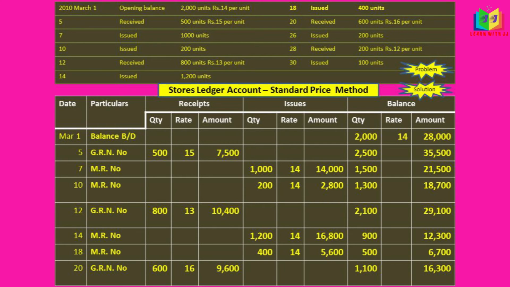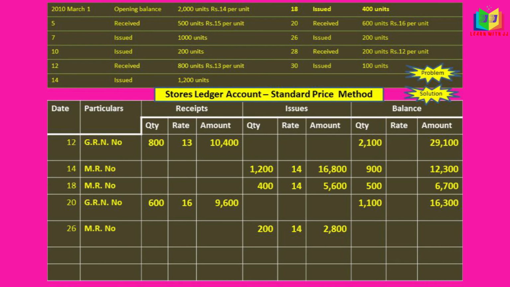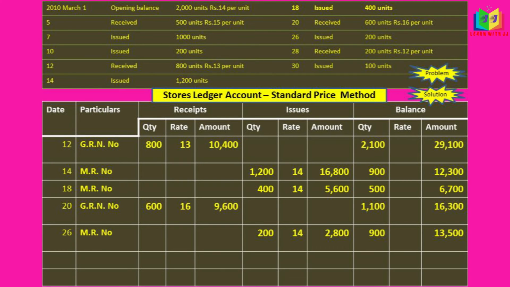16,300. And next on 26th we have an issue of 200 and the rate of this issue is 14 rupees. So the amount will be 2,800. And this should be subtracted from the balance column. So the available balance is 900 units and 13,500 rupees.